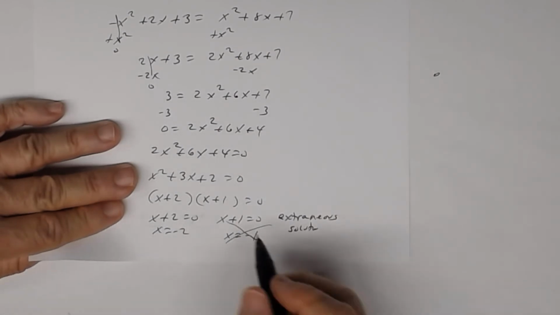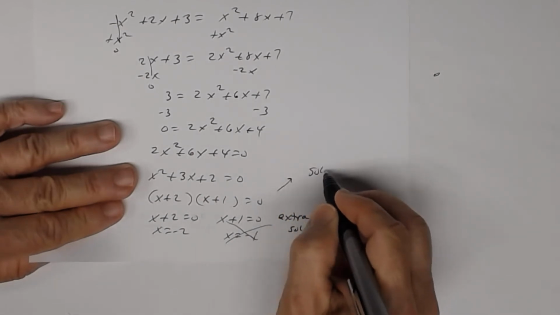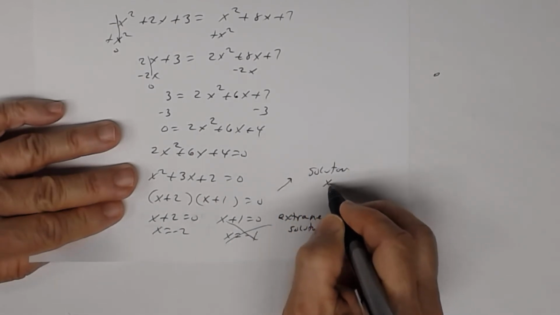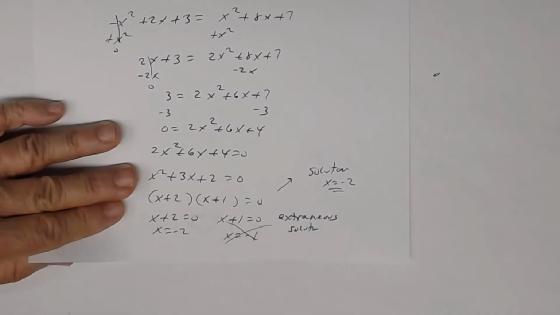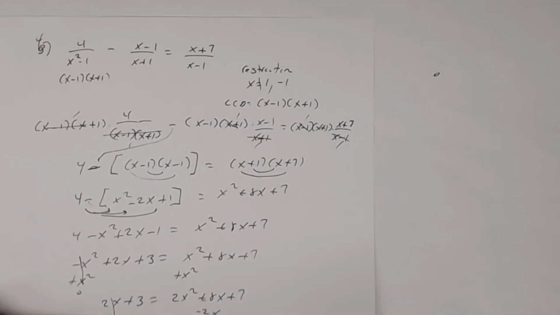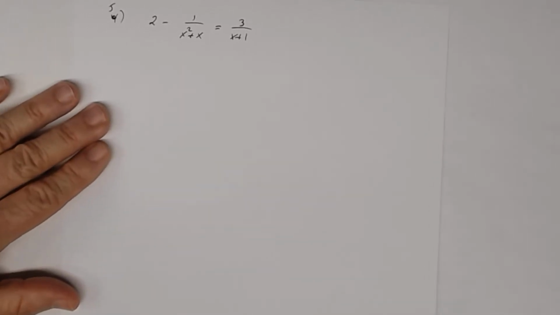Okay? And so the only solution is going to be x equals negative 2. All right. So that was number 4. And then finally number 5. Let's look at number 5.